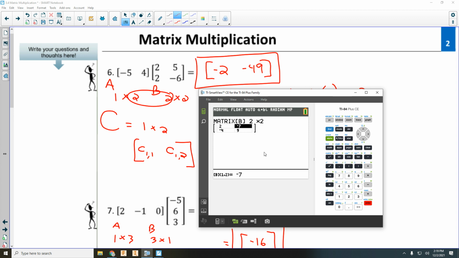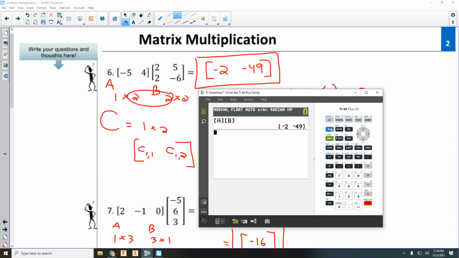2, 5, 2, negative 6, and then on the home screen, I can go matrix A times matrix B. A times B. Negative 2, negative 49. If we did it right.